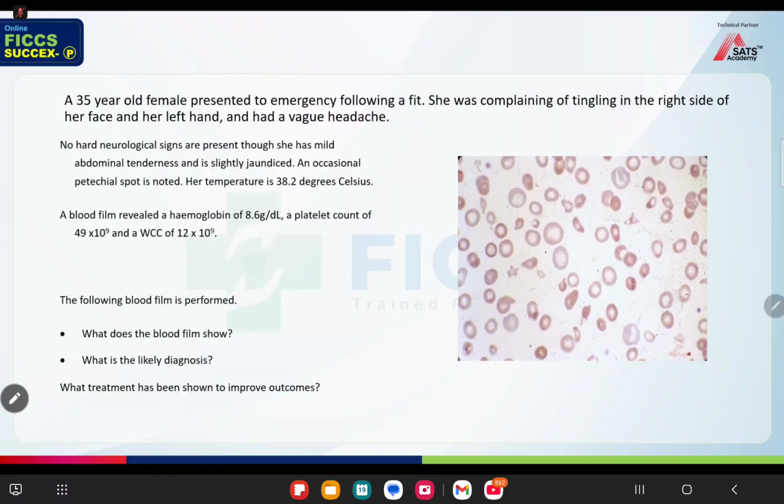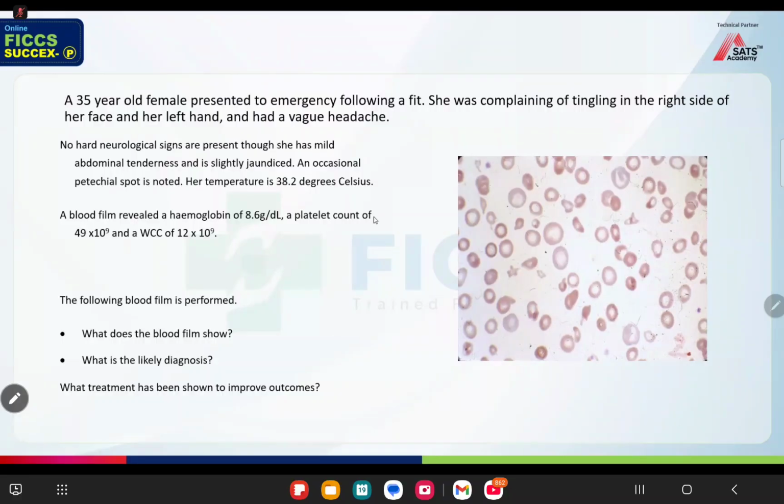The following blood film is performed. What does the blood film show? The blood film is showing hemolysis. There are fragmented RBCs. There are some burst cells there. Schistocytes are there. Thrombocytopenia is also there. There is headache, so there is a pentad. It is going towards the pentad of thrombotic thrombocytopenic purpura. Good.